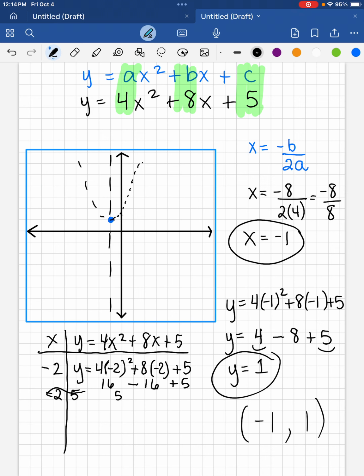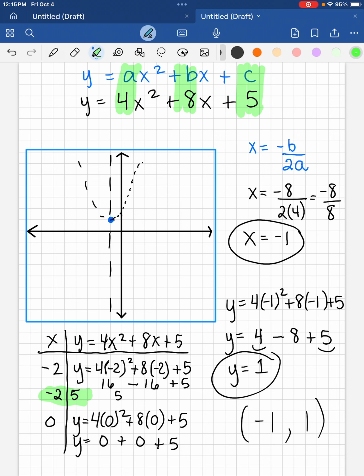So this is one of my points, right? Oop, that was supposed to be a highlighter. This is one of my points right here. And then I'm also going to find when x is 0, what I get. So y equals 4 times 0 squared plus 8 times 0 plus 5. Well, when I do that, I get y equals 0 squared times 0 is 0, plus 8 times 0 is 0, plus 5. So what I'm finding is that, again, if it's 0, I get 5. So that's my second point.